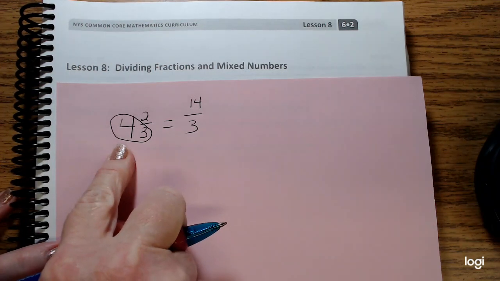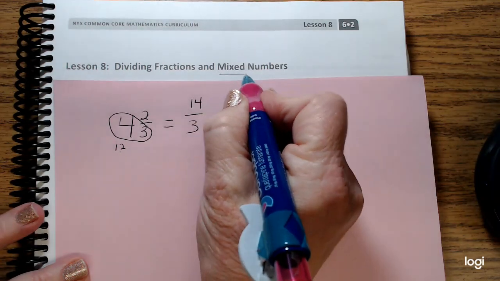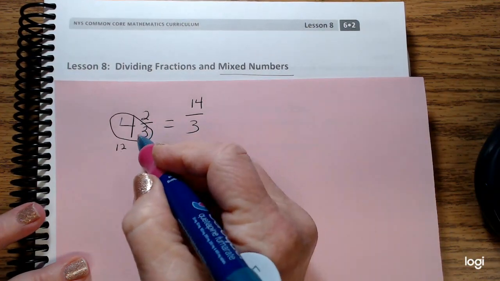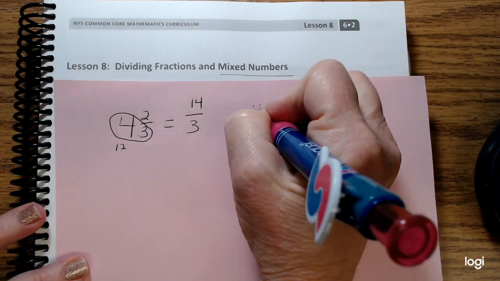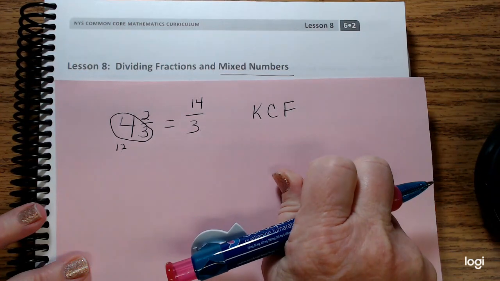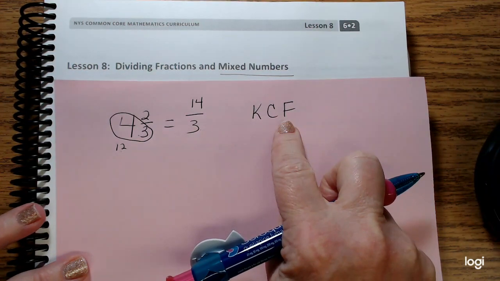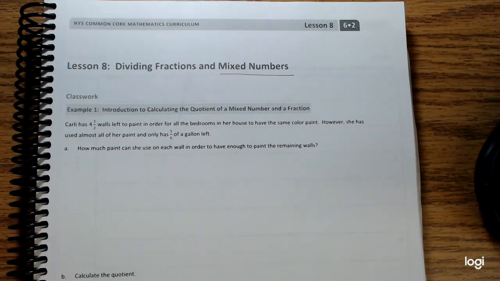The reason why we practice this is because today we're going to be dividing fractions with mixed numbers, so we're going to change our mixed number into an improper fraction so we can do our keep, change, flip. Some of you remember that flip means we take the reciprocal of that fraction. So let's open up our books and look at our first example.